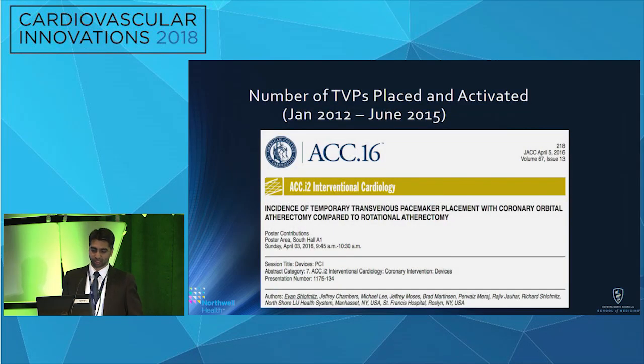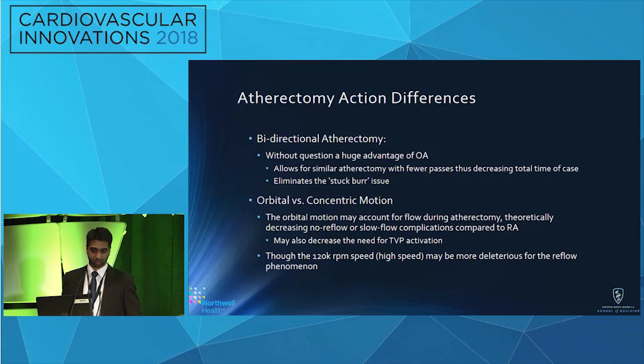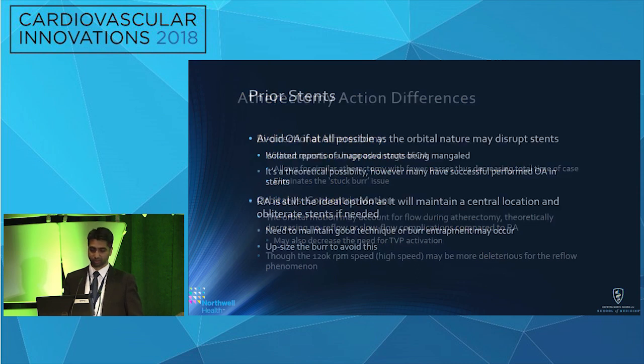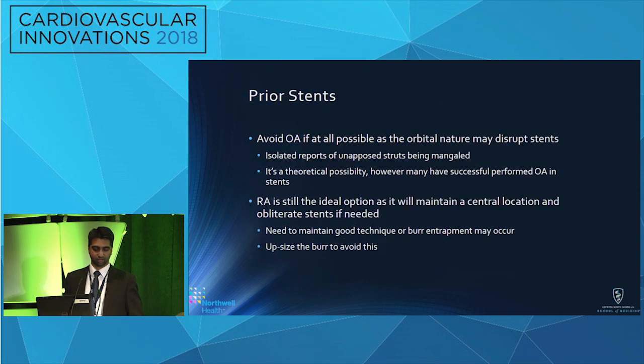Another thing that we have to always keep into account, and I'm sure fewer and fewer of us are using pacemakers in doing these atherectomy cases, is that we published this back in 2016 at ACC, and this suggests that orbital atherectomy actually requires fewer pacemaker activations than rotational atherectomy, and it's something that people have been seeing all throughout. Orbital atherectomy also has bidirectional atherectomy, whereas rotational really only goes in one direction, so the pecking order and the technique are very different between the two. And the concentric motion allows for more flow during orbital atherectomy, which may theoretically decrease no-reflow and may be the reason why our pacemaker activations are fewer.